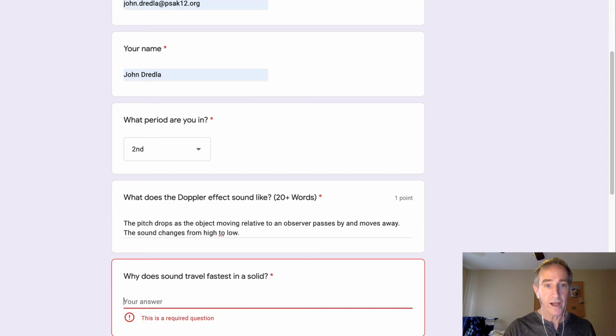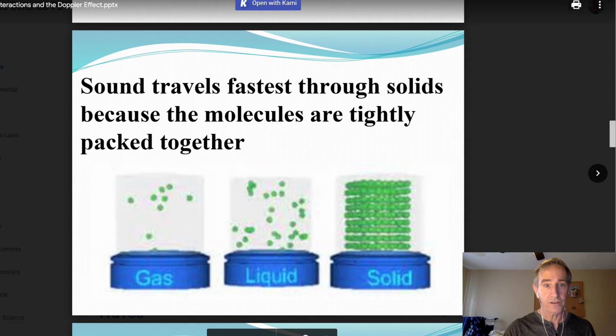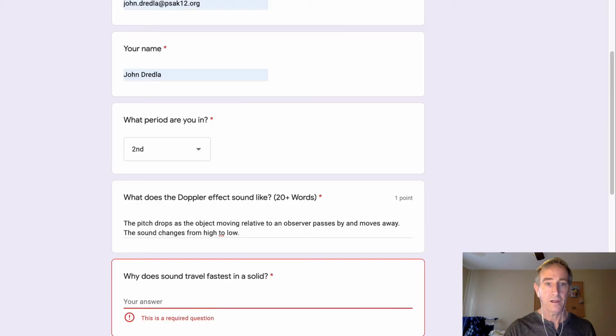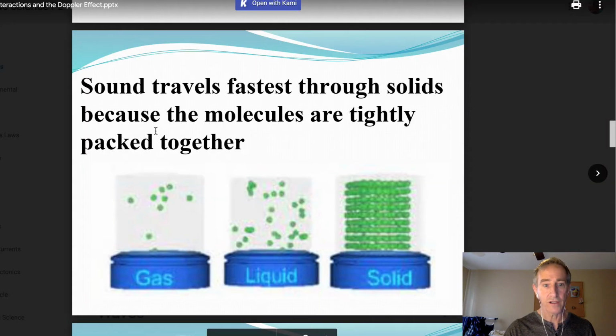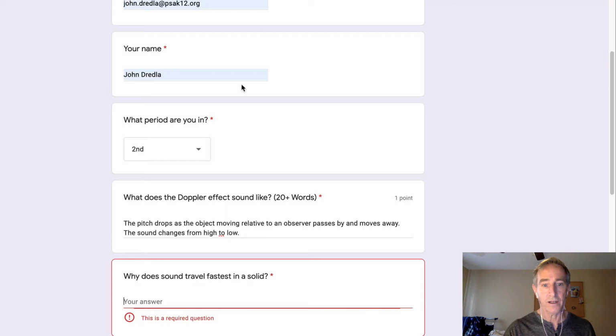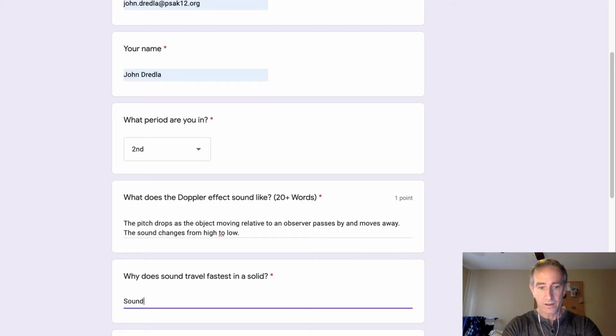And I'm going to use that slide there to answer this question. Sound travels fastest through solids because the molecules are tightly packed together.